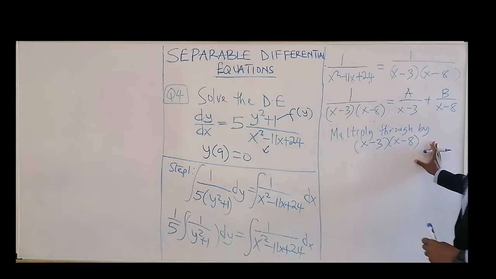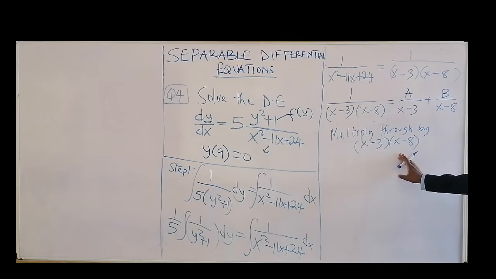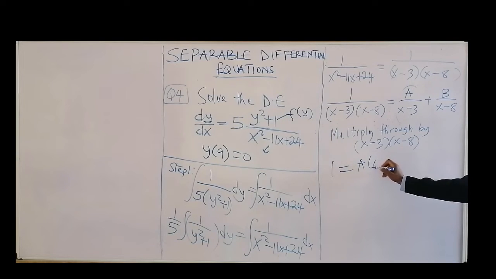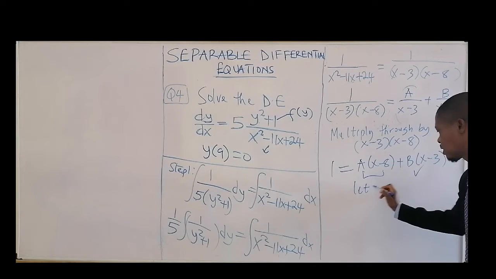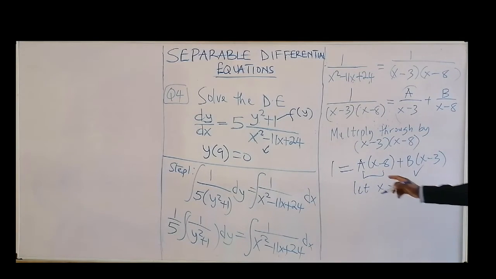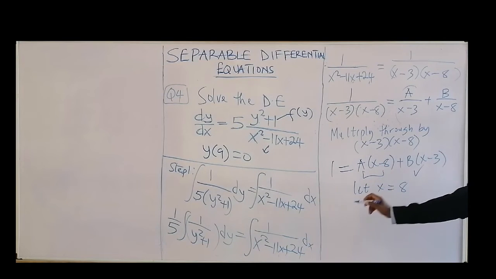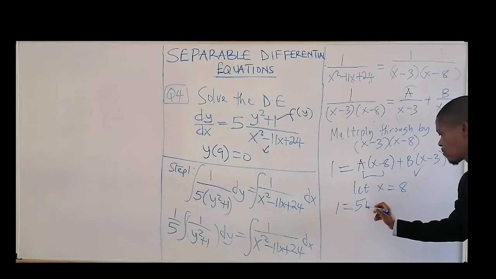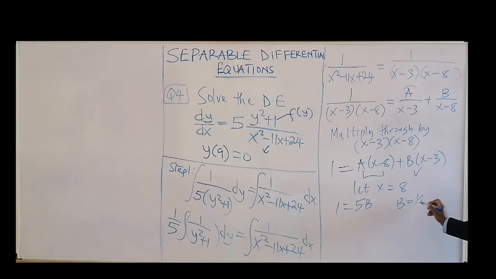Okay, so this is what we have now. If you multiply through by this common factor, you have 1 equal to this one times the common factor, that will be A into bracket x minus 8, then this one also times the common factor, that will be B into bracket x minus 3. Then the next thing to do is try to destroy one and get another one. So we can say let x be equal to 8. 8 minus 8 is 0, so A will go. So I have 1 equal to 8 minus 3, that's 5B. So B is 1 over 5.